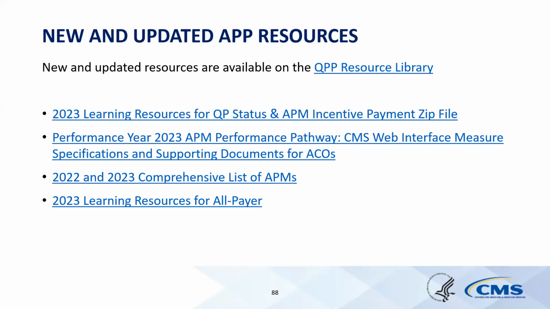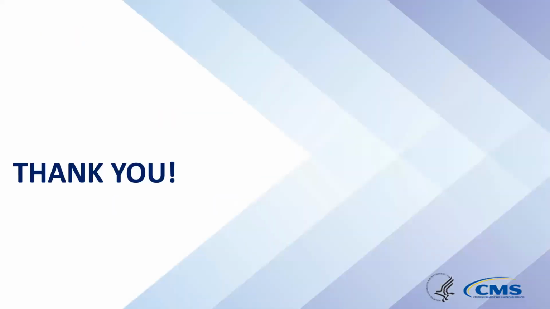We also have some new and updated resources that are available on the QPP resource library: the 2023 learning resources for QP status and APM incentive payment zip file, the performance year 2023 APM performance pathway, the comprehensive list of APMs, and our 2023 learning resources for all payer zip file. Those were all of my updates.